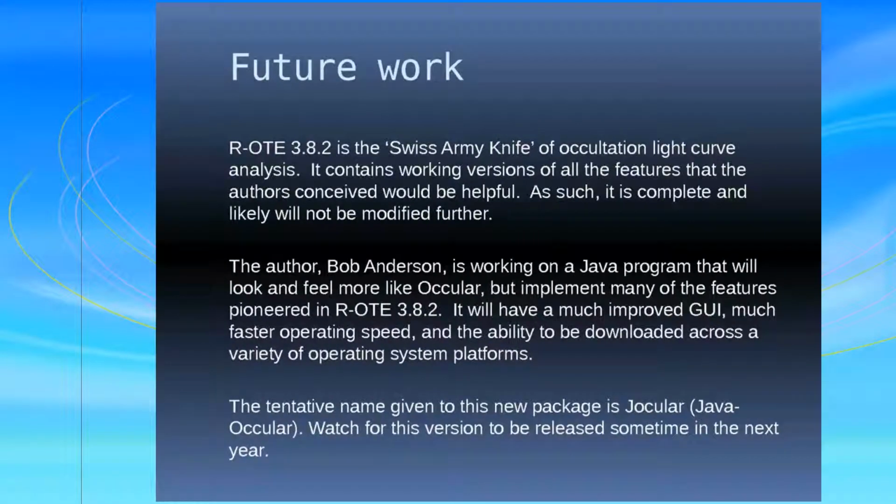So Bob Anderson is working on a Java program that is going to look and feel more like Occular, but it's going to implement many of the features of 3.8.2. It would have an improved GUI, would operate faster, and unlike some of our other programs like Occular, which only work in Windows, Java can work across platforms. So look for something maybe at the next annual conference. We might have a new program in Java that he's going to call Jocular. Next slide. That may be our last slide.